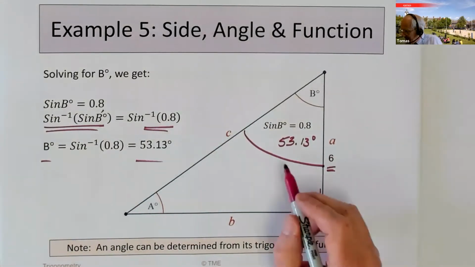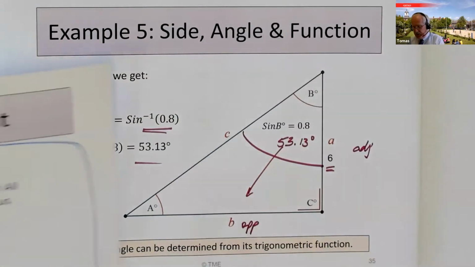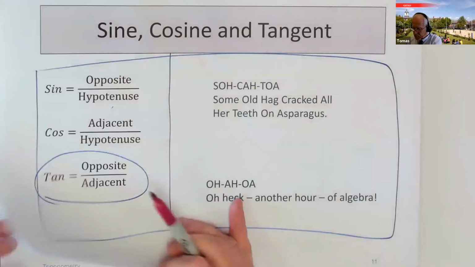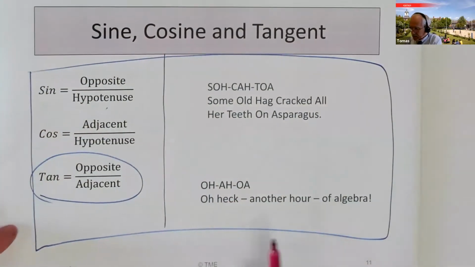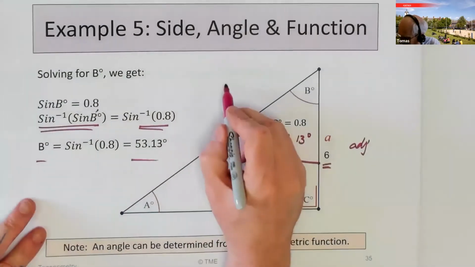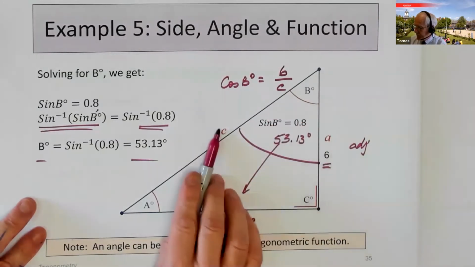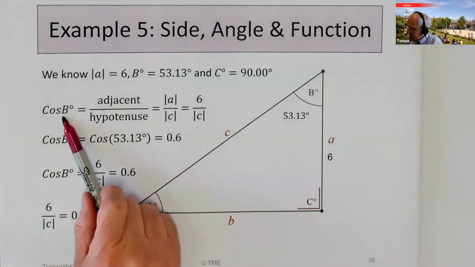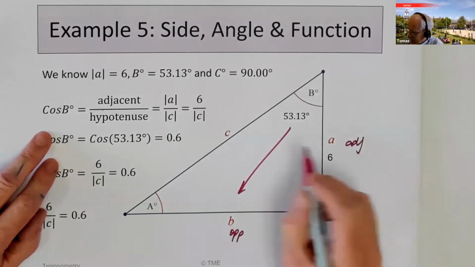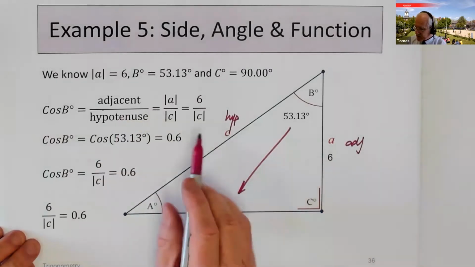And remember, that's opposite. So this must be the adjacent. So can I link adjacent with hypotenuse? Adjacent with hypotenuse looks like it's cos. So if I was to take the cos of B, I would find that it's 6 over C. So cos of B, this is opposite, this is adjacent, and this is hypotenuse. Cos of B is adjacent over hypotenuse, it's 6 over C.